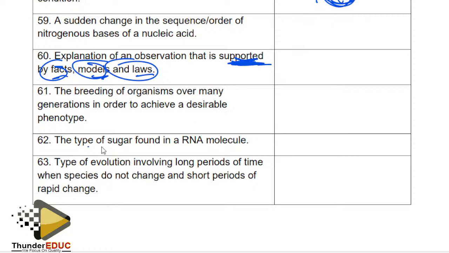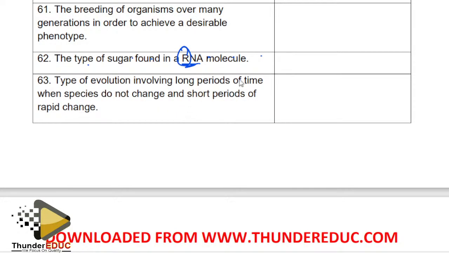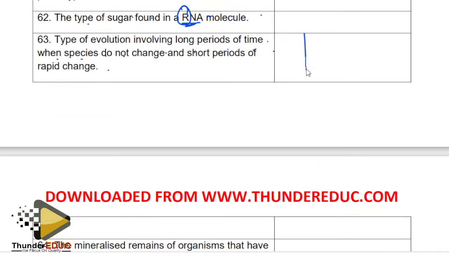Then they're saying that the type of sugar found in messenger RNA, in RNA, is ribose sugar. They're saying that the type of evolution with long periods of time when species do not change and short periods of time when there is a rapid change, we call it punctuated equilibrium. We talked about it.